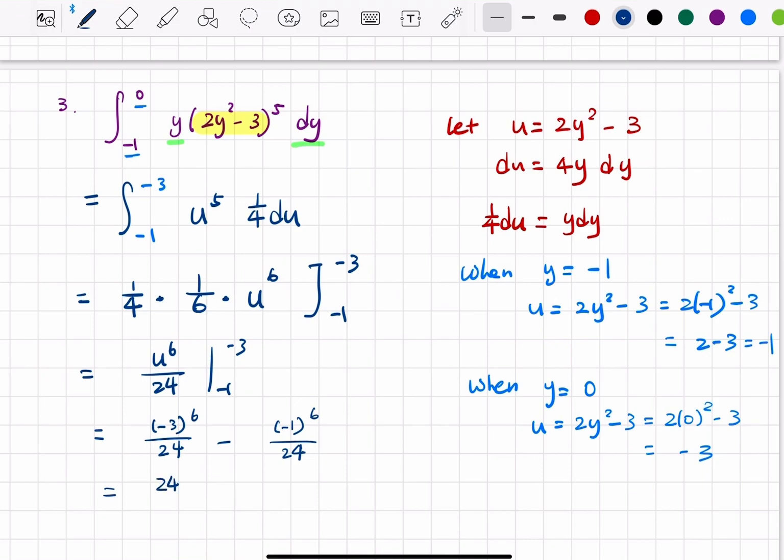So 243 over 8 minus 1 over 24. So let's just keep it as 3 to the 6th power. 729 over 24, which is equal to 728 over 24. And it's still not a whole number. Which is 91 over 3.